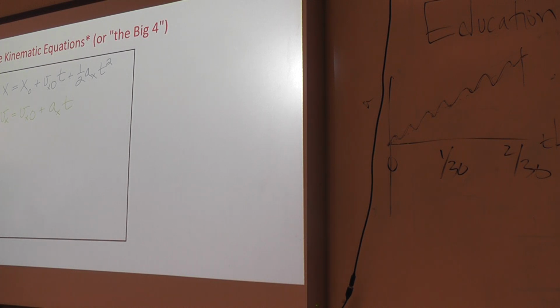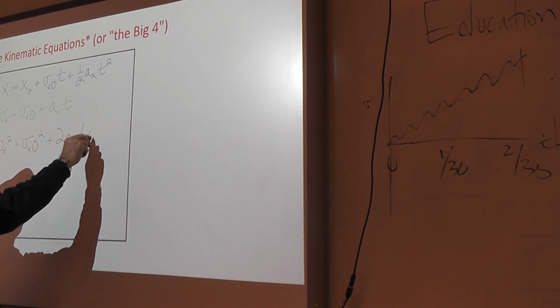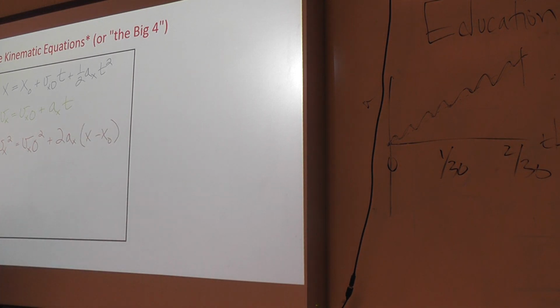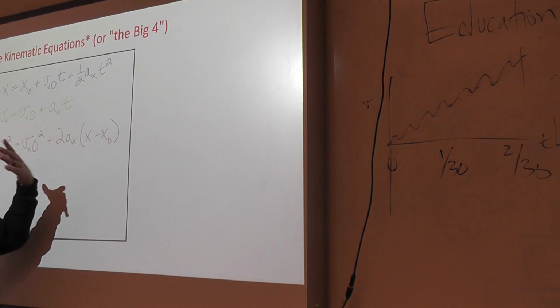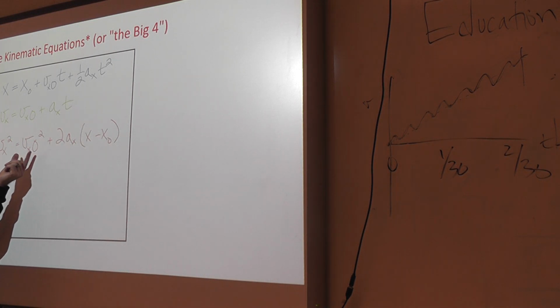And it's pretty useful, and you do not have to know how to derive it. It looks complicated, but it's super handy, and it's this. If you square the final velocity of an object, that's going to be equal to its initial velocity squared plus 2 times its acceleration times the displacement. Final position minus initial position is displacement. So displacement times acceleration times 2 plus the initial velocity squared will give us the final velocity squared.